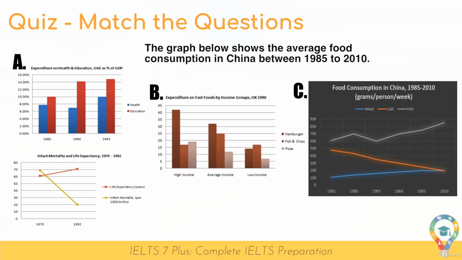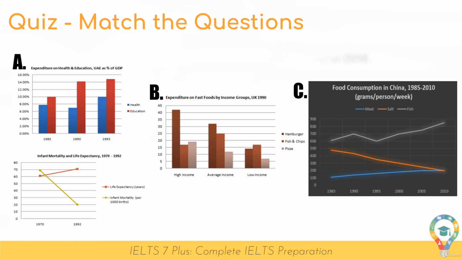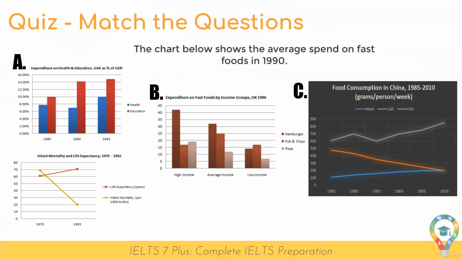That's correct. The answer is actually the line graph, which is C. Let's take a look at one more question. The chart below shows the average spend on fast foods in 1990. Is the answer A, B or C? Well done if you got that right. The answer was in fact B.